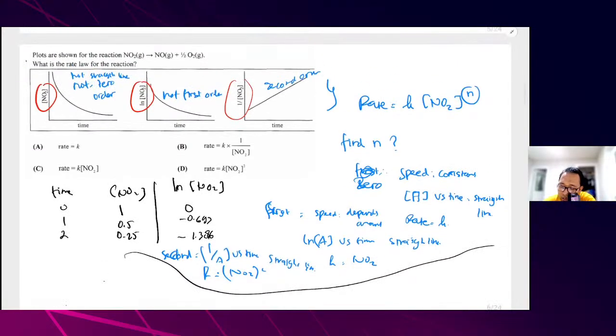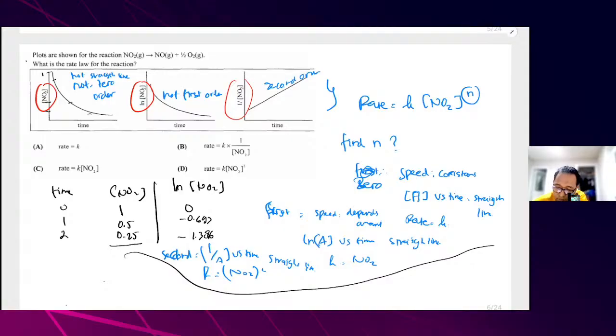So if we are looking at the graph, does this match? If we are looking at this one, no, this one is not straight. For example, this one is 1, and then if we have 2 over here, this is not 0.5. See, it's too long, okay. So this tells us it's not zero order.